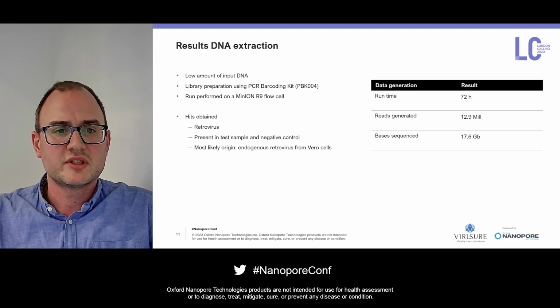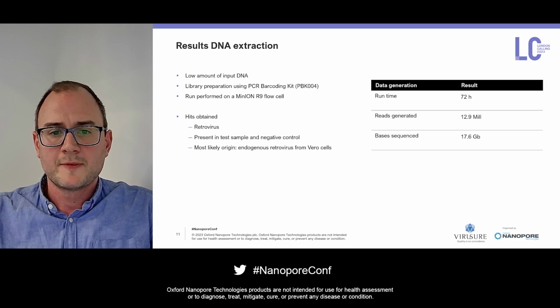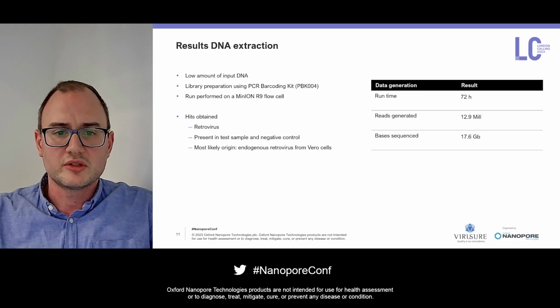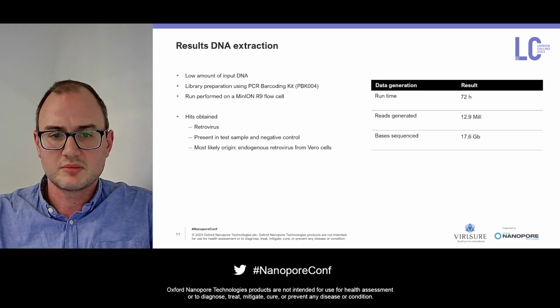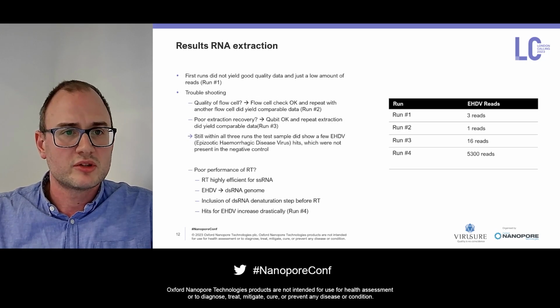These, however, were present in the test sample as well as the negative control, so the most likely origin is endogenous retrovirus from the virus cells, and the contaminant was therefore not introduced by the test sample itself. So we went on with the RNA extraction.